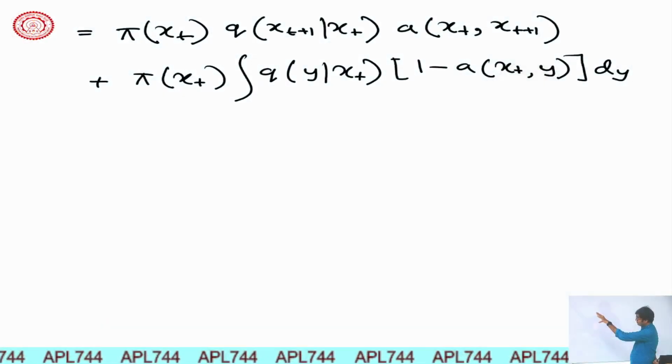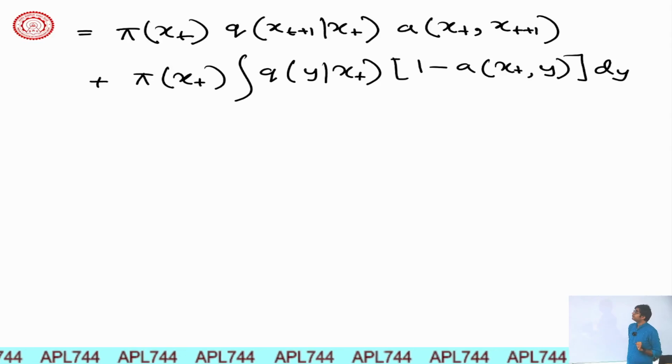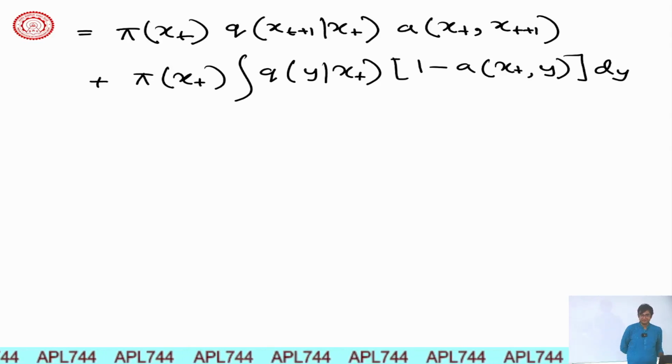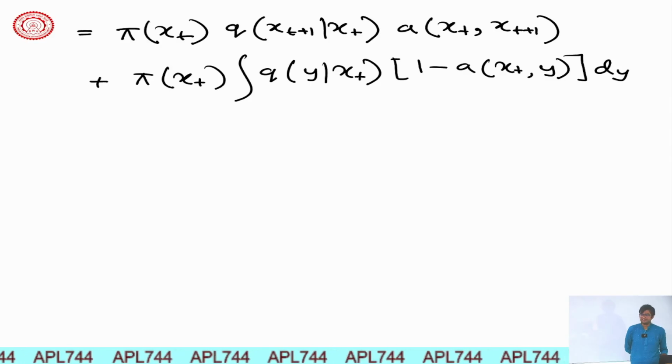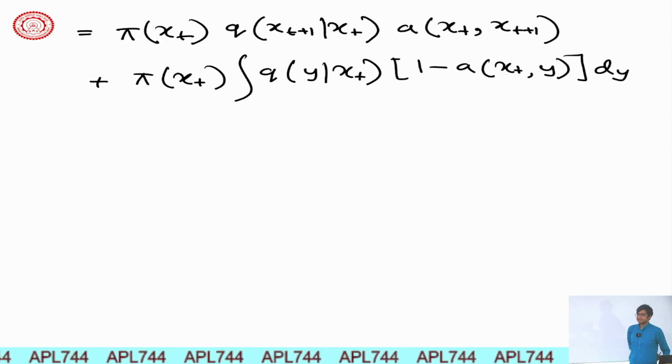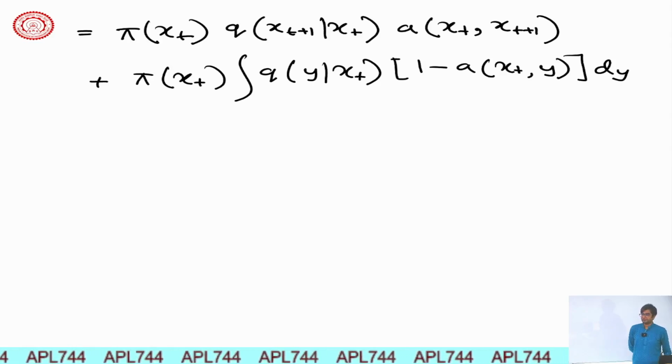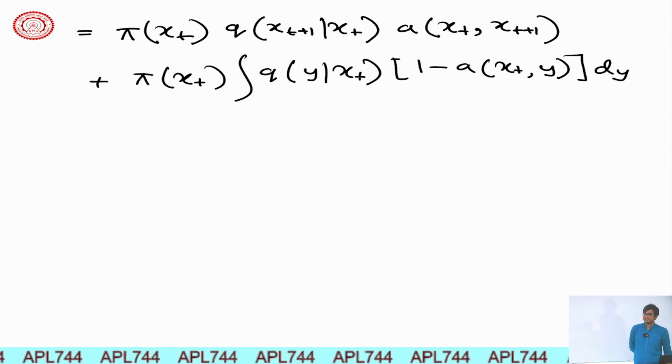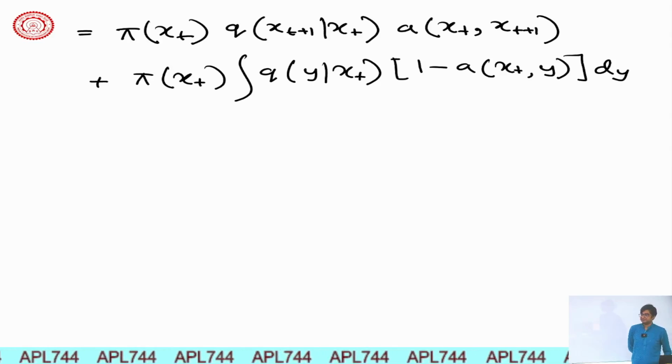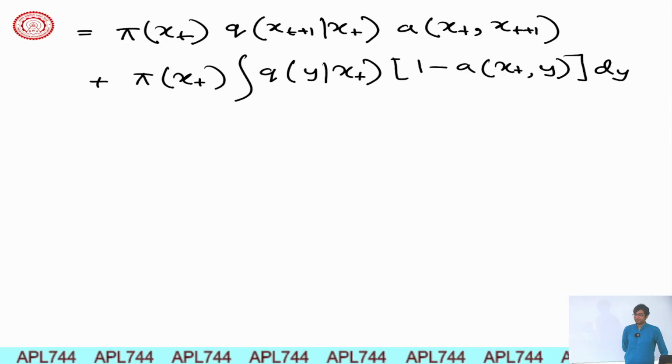Now, last time I did it in two parts. This time also we will do it in two parts. But can someone tell me what the second part is representing? What is the second line representing? What scenario is it representing from the algorithm? Rejection. So when we reject, what happens?